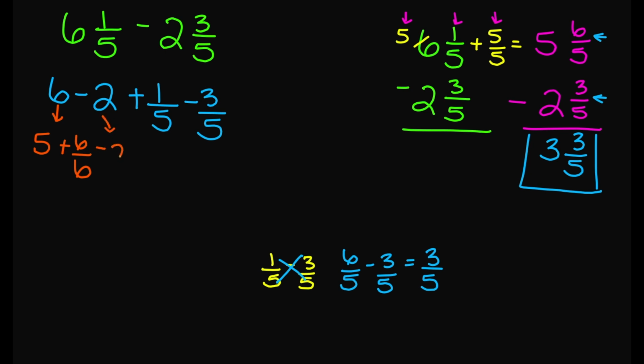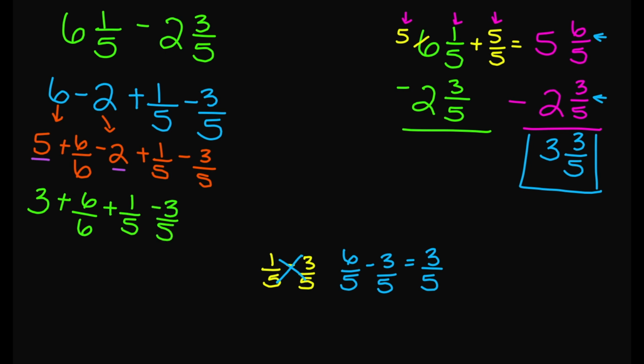Minus 2. And then plus 1/5, and then minus 3/5. So now we have 5 minus 2. This is going to equal 3. And then now we have plus 6/6 plus 1/5 and then minus 3/5. So now we have 3 plus, if you add all your fractions here together, you're going to multiply top and bottom here by the number 5 because our common denominator here is going to be the number 30.